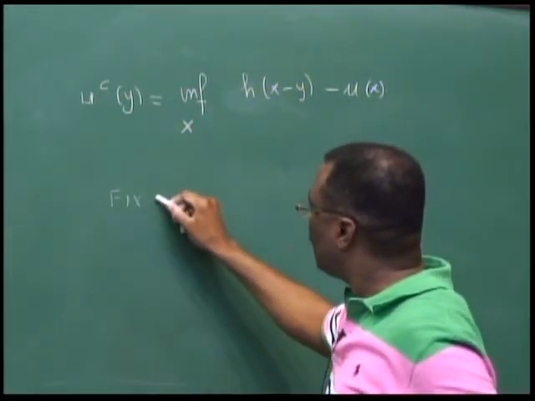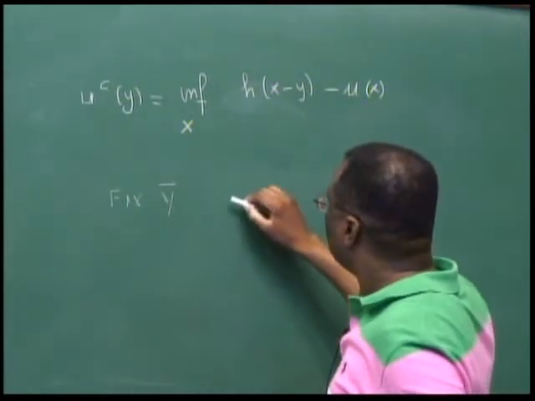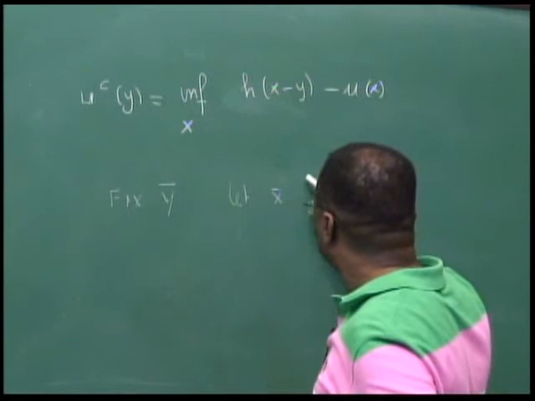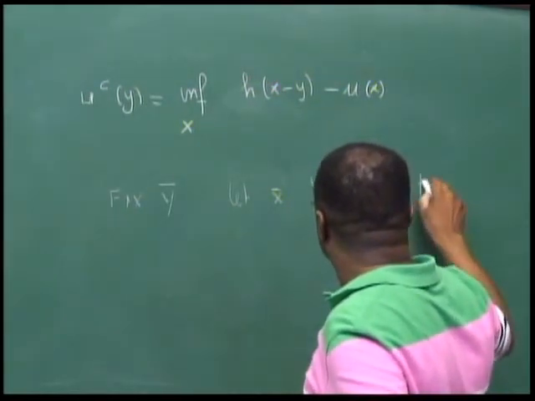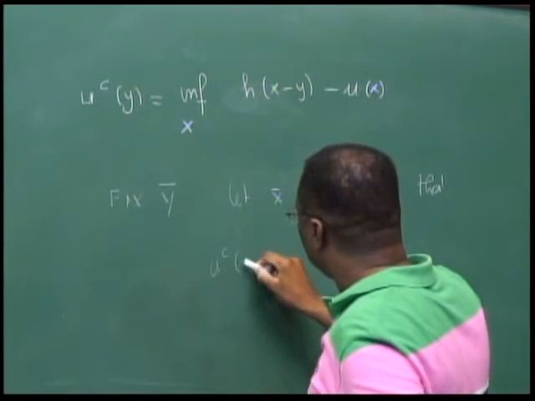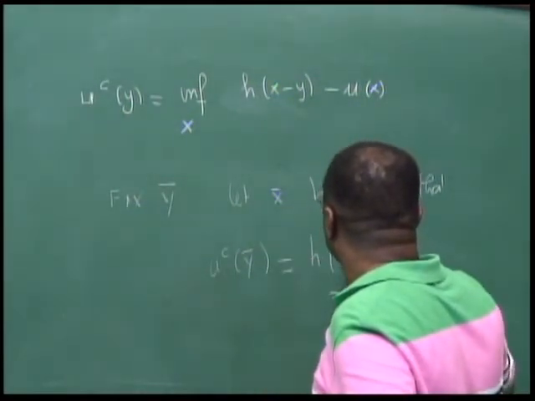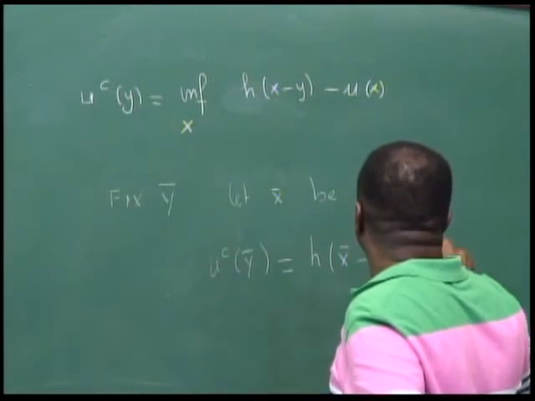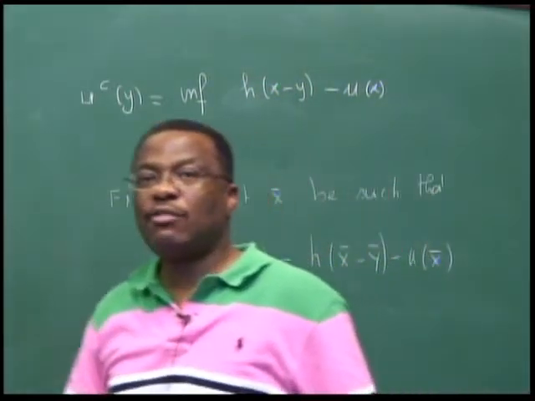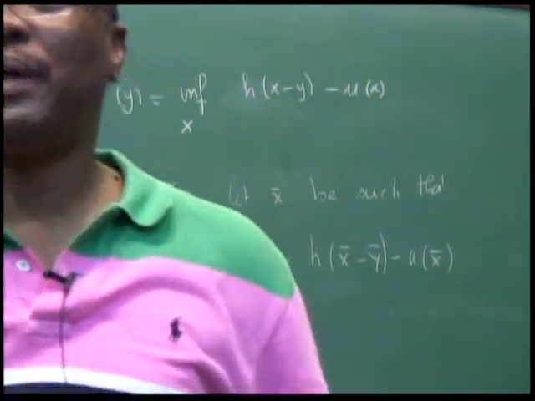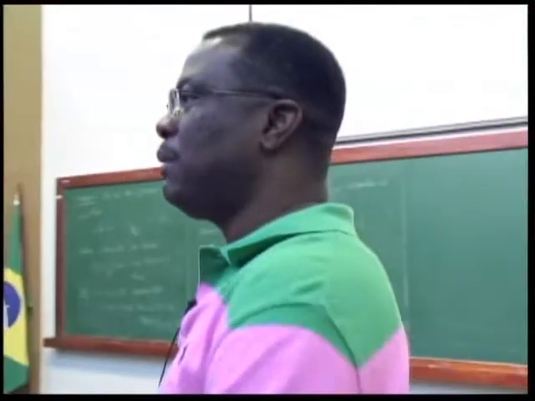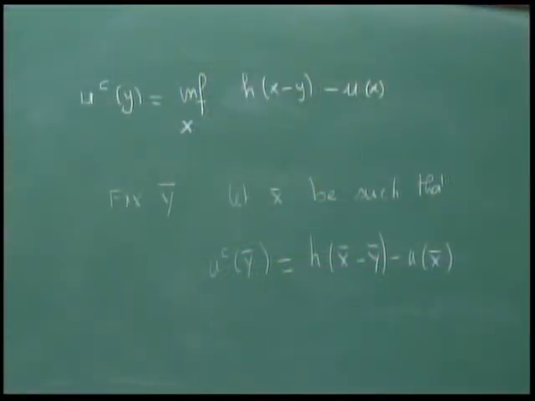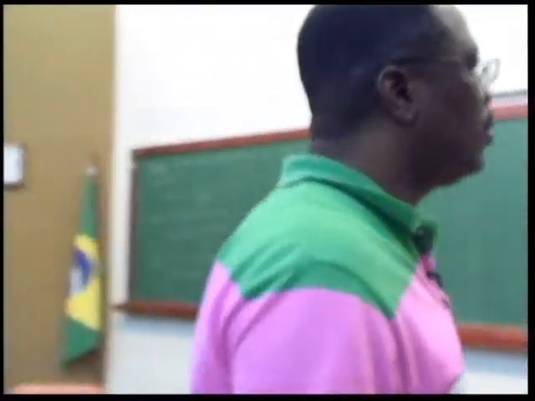Fix y bar. Let x bar be such that uc of y bar equals h of x bar minus y bar minus u of x bar. So I have already made one mistake. I assume that a minimum exists, and I need to show you that a minimum exists. But you can convince yourself easily, because I said if u was not continuous, I am going to replace it by ucc. ucc is Lipschitz, therefore it is continuous, there is a minimum. And we are going to go through that.